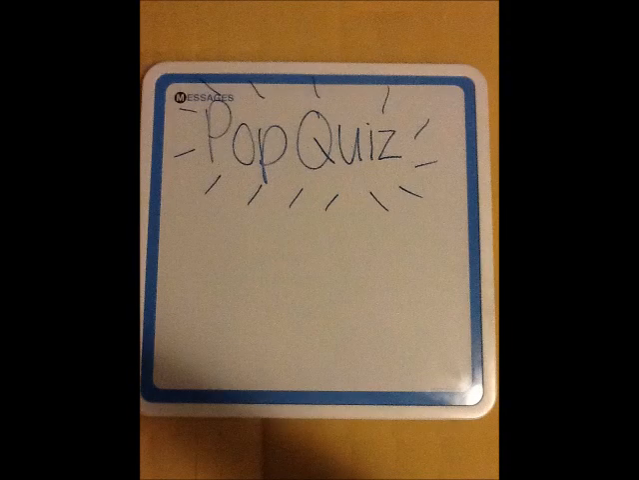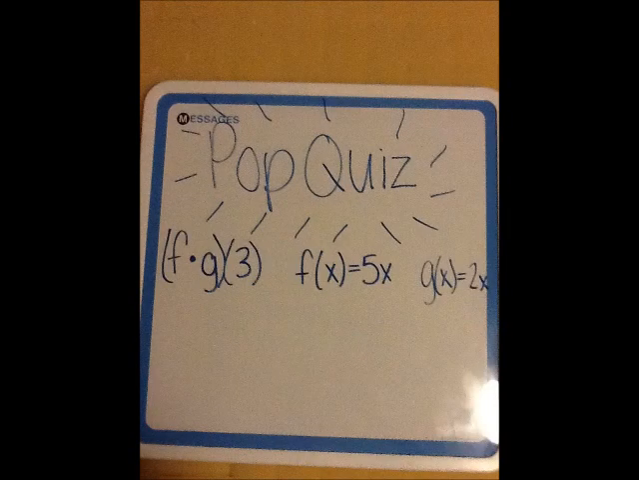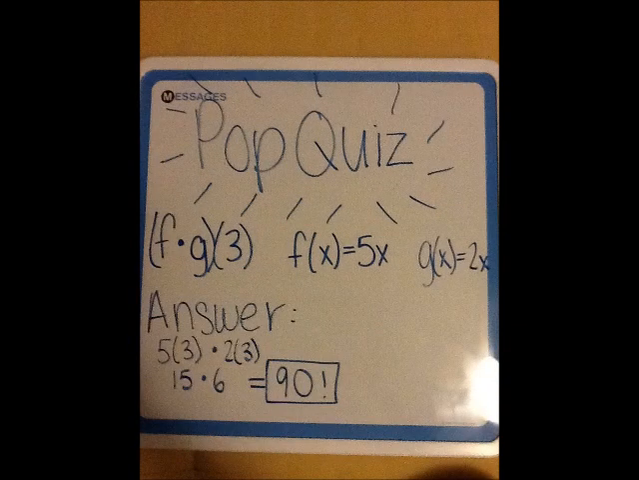It's time for a pop quiz. If f of x equals 5x and g of x equals 2x, what is the f times g of 3? The answer is 90. Great job!